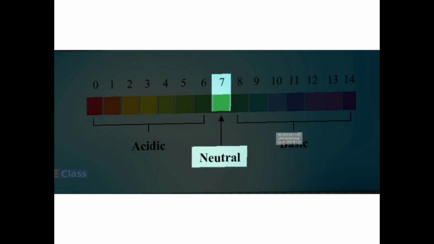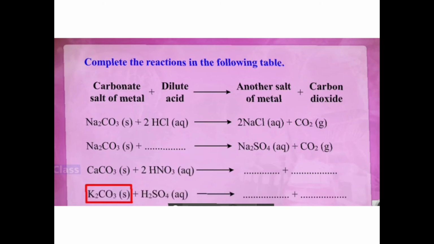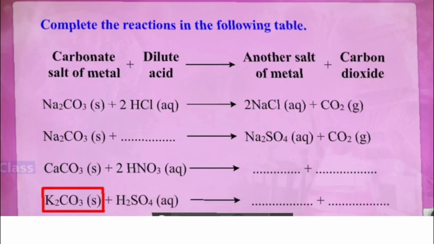So let us now complete the reaction part. Let us complete the reactions now. You can see here, children, a carbonate, a salt of a metal, reacts with an acid to give you another salt of a metal and carbon dioxide gas. So this type of reactions we will be studying.